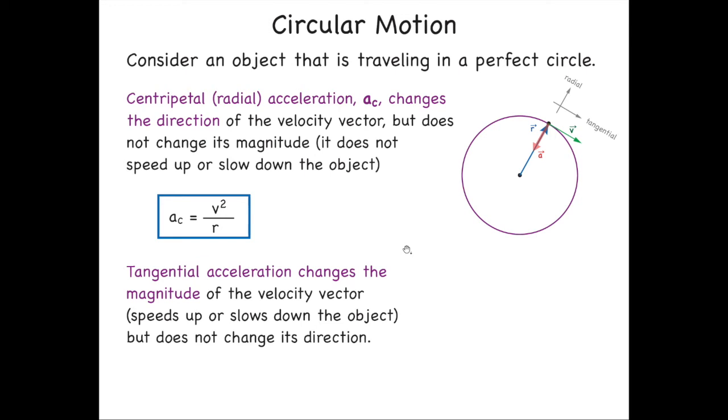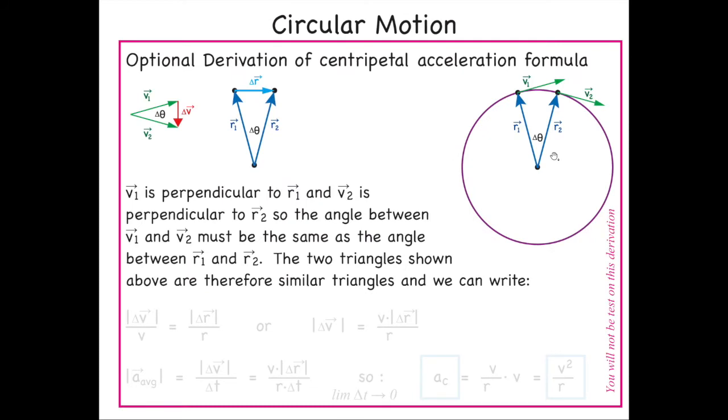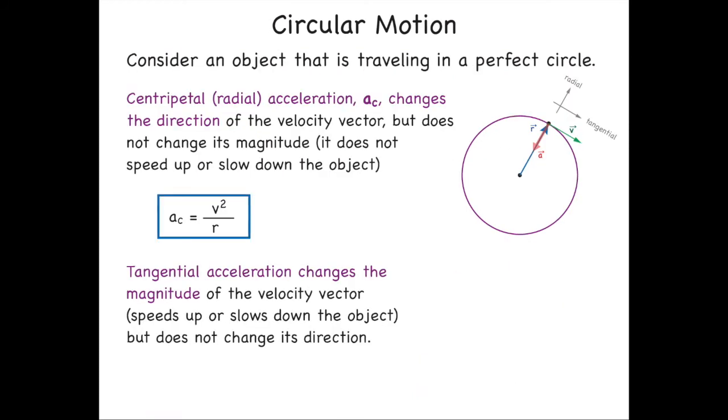That is, it's what speeds things up or slows things down, but it does not change its direction. Right? And so tangential acceleration is just the acceleration that we've studied in the past when we were dealing with just 1D motion. It's the type of acceleration that, if pointing in the exact same direction as the velocity, will cause the object to speed up, and if it's pointing in the exact opposite direction of the velocity, it'll cause it to slow down.